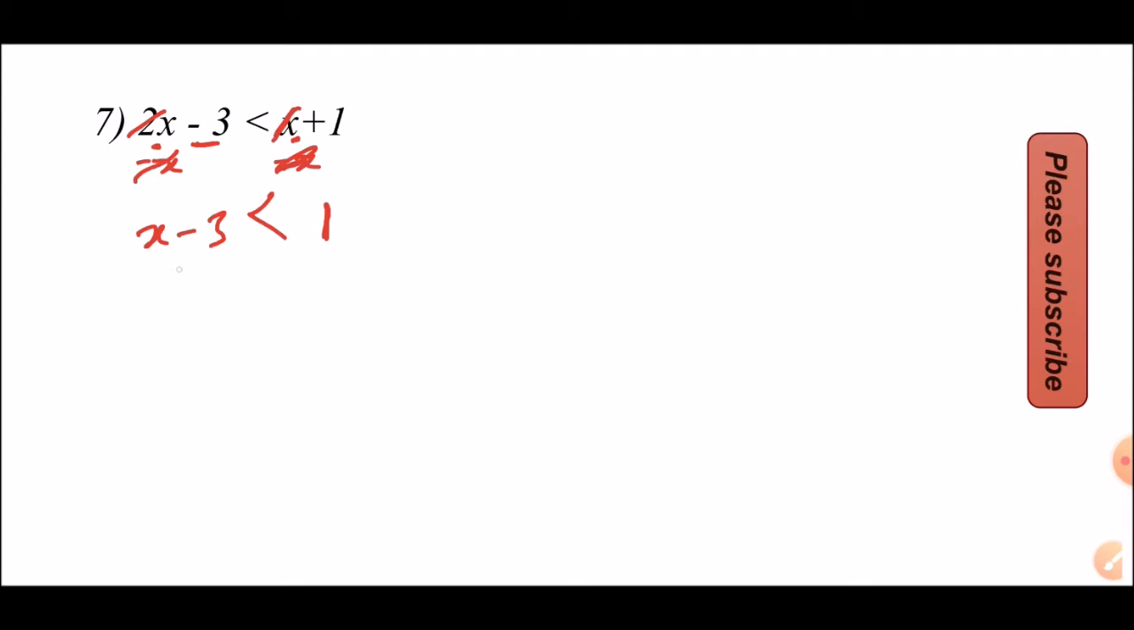Now to get the x on its own, we have to get rid of this -3. So we're going to add 3 to both sides. So add 3 here, add 3 here. So the -3 and the add 3 cancel out, then we just have x. And on the right hand side, we've got 1 plus 3.